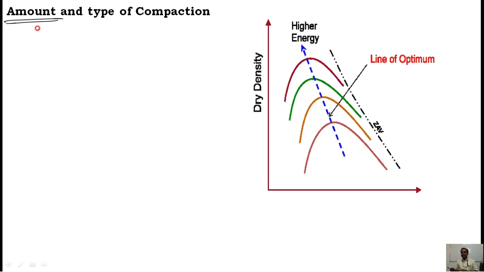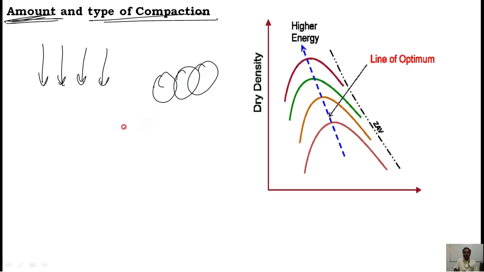If someone compacts the soil, that becomes very light compaction. Therefore, that also depends on the amount of compaction. In the same way, the type of compaction, how you are compacting, whether you are hitting it, dropping it, or kneading it, also matters. Kneading means what? I cannot show it in the video.